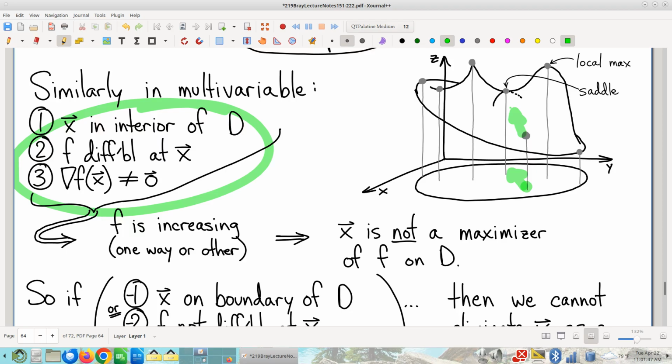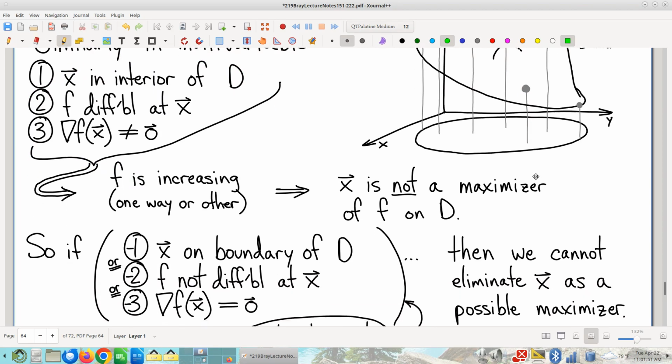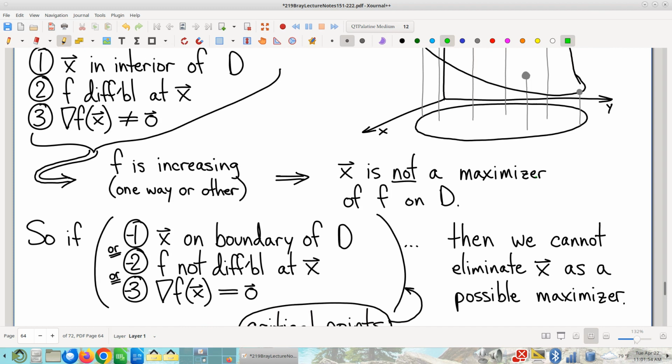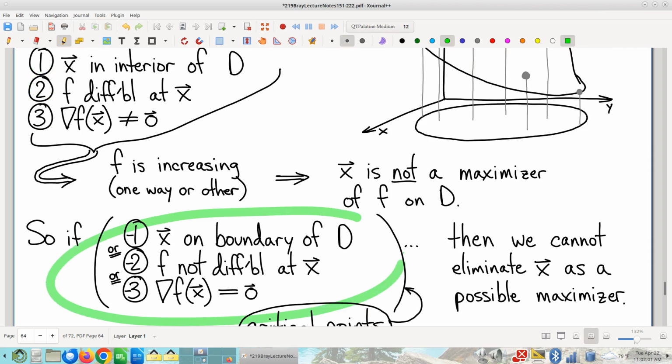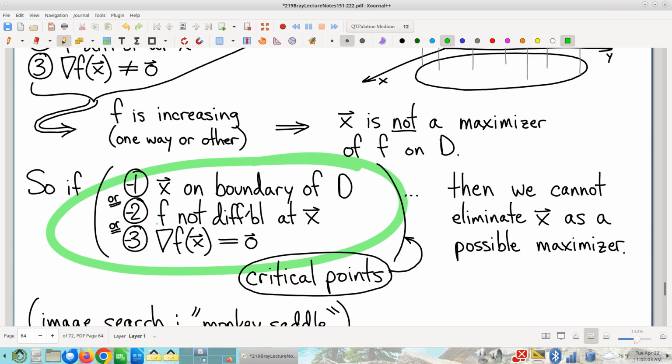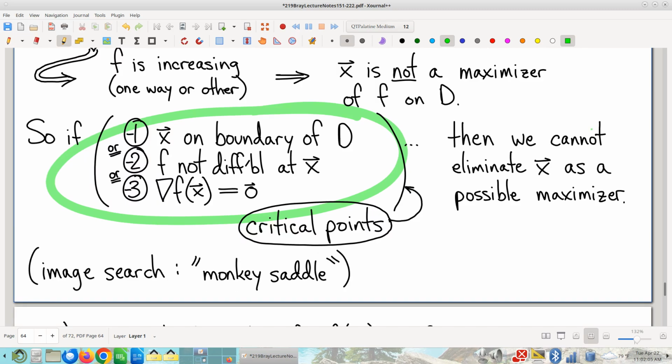The function's still increasing. Okay, so again, with that argument in mind, we have to confess that if any one of these conditions fails, any one of them, right, then it's possible it might be a max. I can't eliminate it, so I have to confess, who knows? Maybe that is a maximizer. And again, we call it a critical point, and we check the values later. Okay. All right.